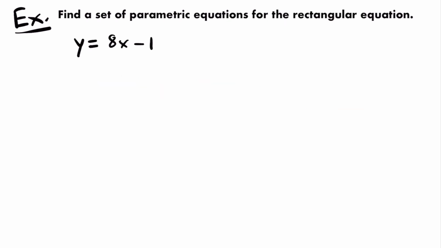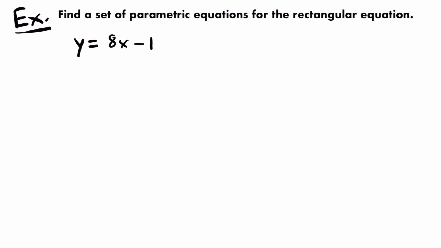Okay, now these last two examples are probably the easiest out of all of the examples we've looked at so far. In this case, we have no restrictions. All we're told is to find a set of parametric equations for the rectangular equation. And so we just have y equals 8x minus 1, no requirements, just find a set of parametric equations. And this is a pretty easy process.